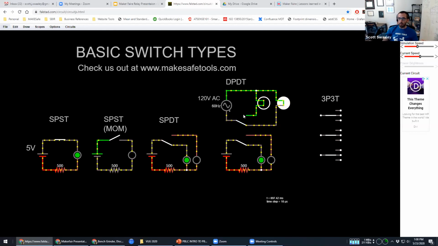So keeping that in mind, you could cascade that all the way up into like 5 pole, 5 throw. We're not going to get into that. But I wanted to make sure everyone was on the same page there before we move into relays.